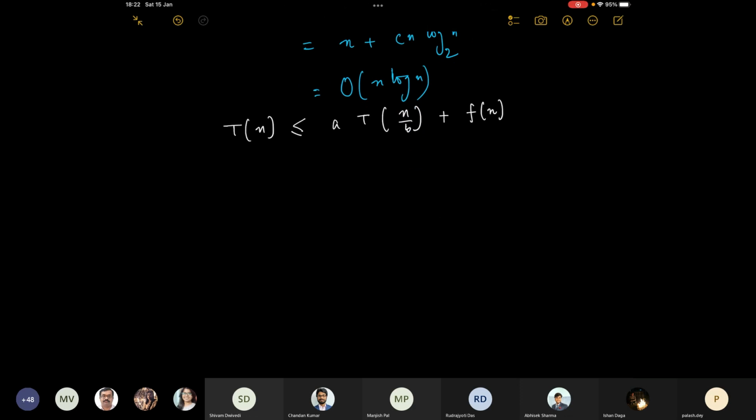Let's try the naive approach, because till now we know only the naive approach, and that will be enough. Let's expand. T(n) is less than or equal to a squared T(n/b squared) plus a f(n/b) plus f(n).